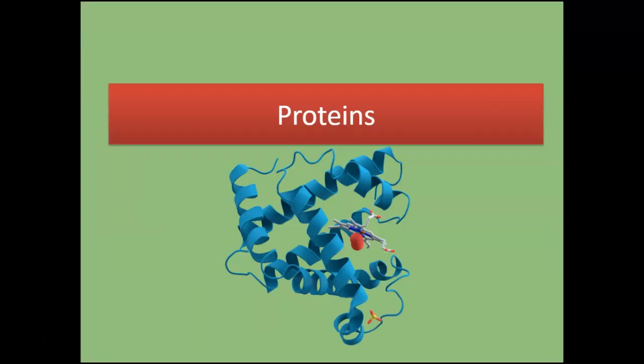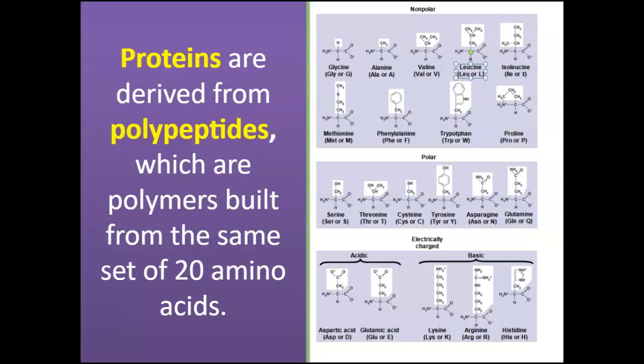The next biomolecule is proteins. Proteins are derived from what's called polypeptides, which are the polymers. So when we talk about polymers and monomers, polypeptides are your polymers. The repeating monomers forming these polypeptides are called amino acids. And what's remarkable about proteins is that ultimately they are built from only 20 amino acids. 20 different amino acids.